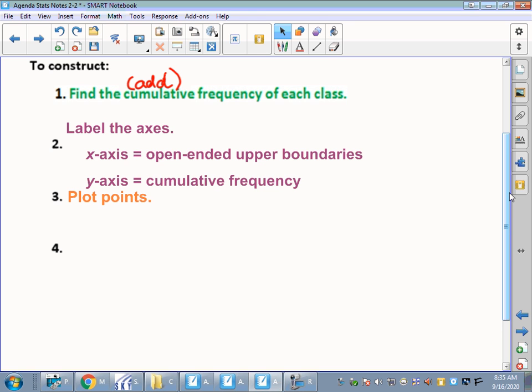And you're going to plot your points because you've got everything ready. And then you are going to connect the dots. This one we leave open-ended. You don't have to connect it back to your origin, and your last point will just sit up there in the air. So it's not a polygon. It's an ogive, or a cumulative frequency graph if you prefer.